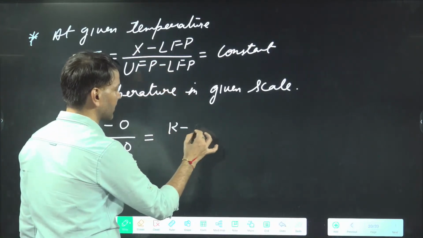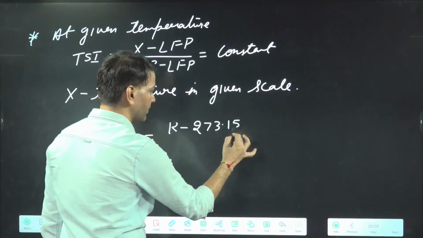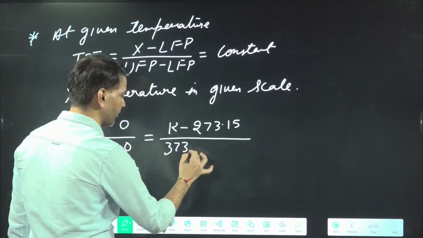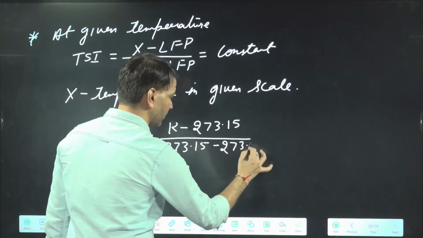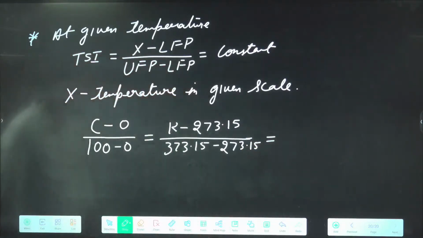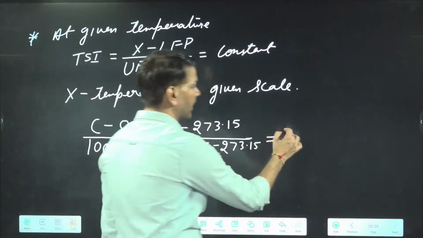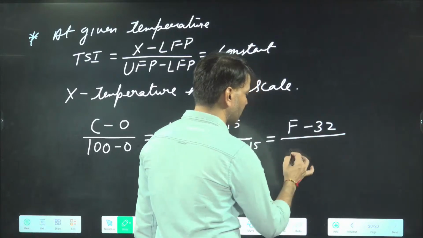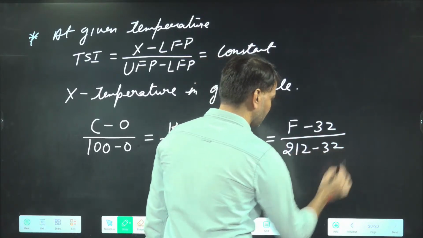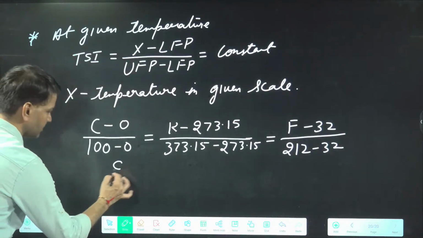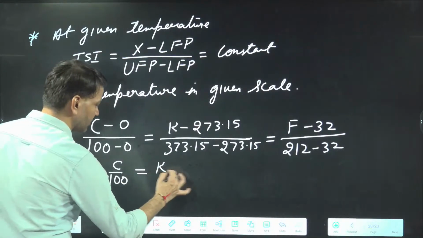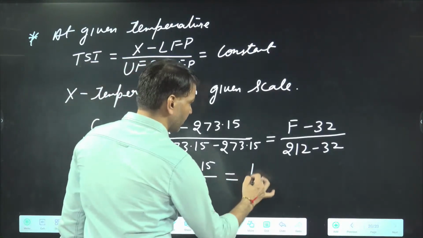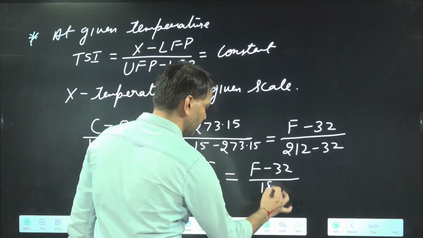So K minus LFP, which is 273.15, upon 373.15 minus 273.15, is equal to the Fahrenheit reading. Suppose the degree on the Fahrenheit scale is F. So F minus 32 upon 212 minus 32. From this you can directly say C upon 100 is equal to K minus 273.15 by 100, which is equal to F minus 32 by 180.